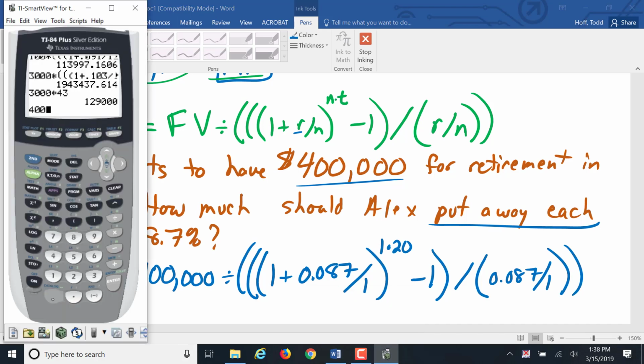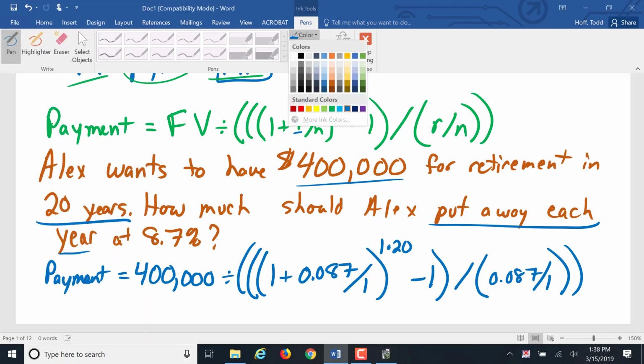So we'll start out with $400,000. Make sure you have the right number of zeros in there. It's very easy to hit an extra 1 or a short 0. 3 open parentheses, 1 plus 0.087 divided by 1, close parentheses, power of, open parentheses, 1 times 20, close those parentheses. Remember again, with some calculators you have to arrow to get out of that exponent. Minus 1, close parentheses, divided by open parentheses, 0.087 divided by 1, close and close. And we get $8,085.79.